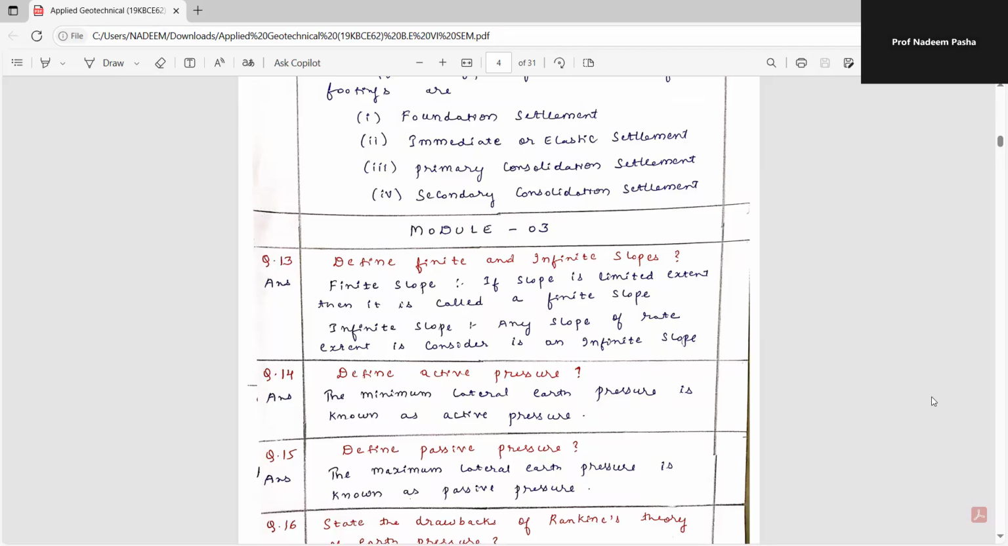So define finite slope and infinite slope. How will you define finite slope and infinite slope? If the slope is of limited extent, then it is called finite slope.